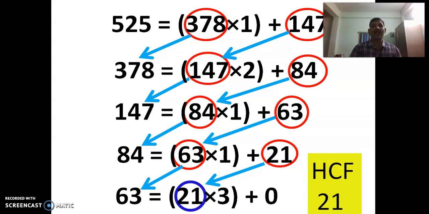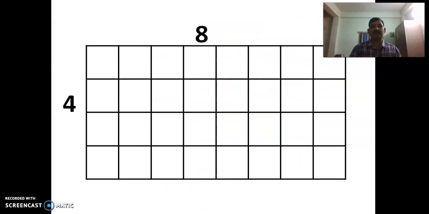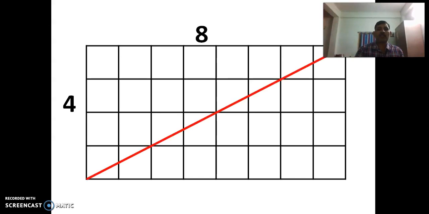Take any square ruled paper, or even you can use a graph sheet. Whatever the two measurements that are given, in this particular example I took 8 and 4. Now by taking those two measurements as length and breadth, first draw a rectangle. Then after that what we have to do is draw the diagonal.